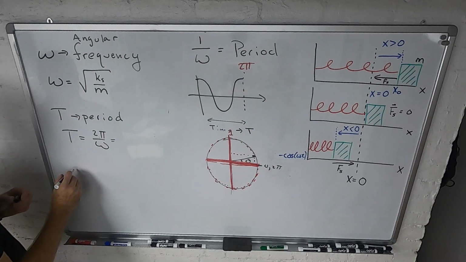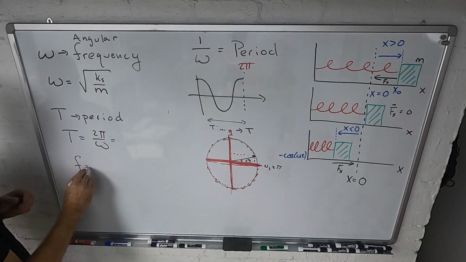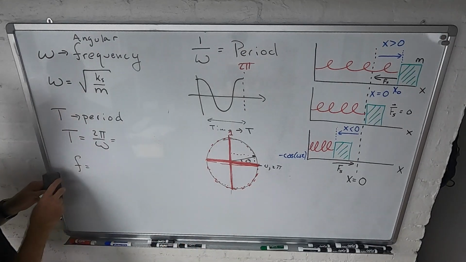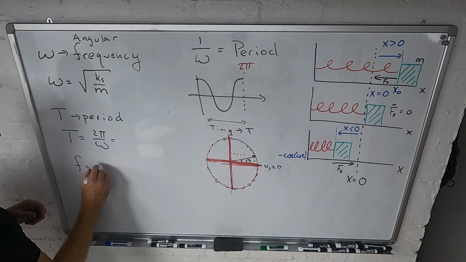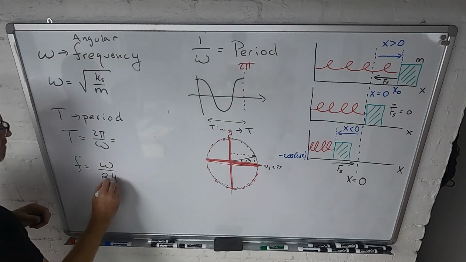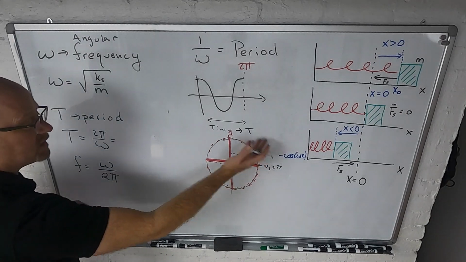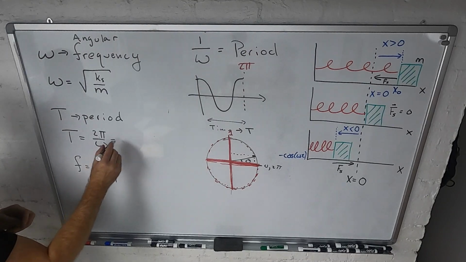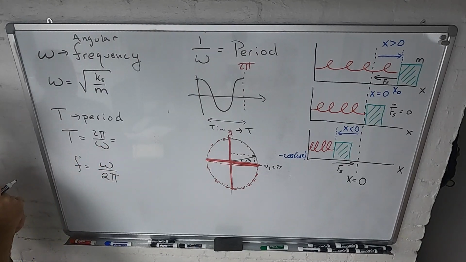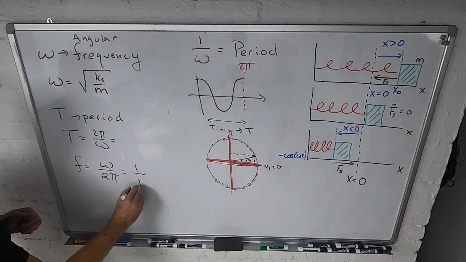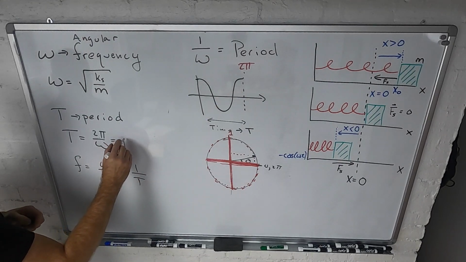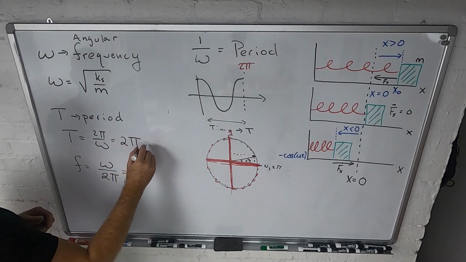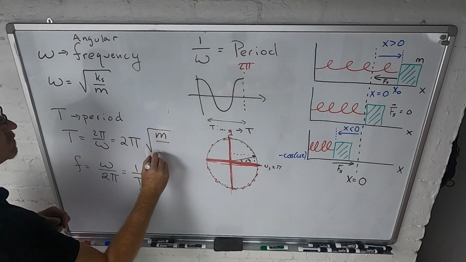Right? Because the frequency is equal to omega over 2 pi. So I need this in real time, not in radians. Right? This is radians, so I need this to be in time. So this tells me that I need my omega divided by 2 pi to give me things like 1 over time. So this would be the period. So for this, it's going to be 2 pi times square root of m over k.